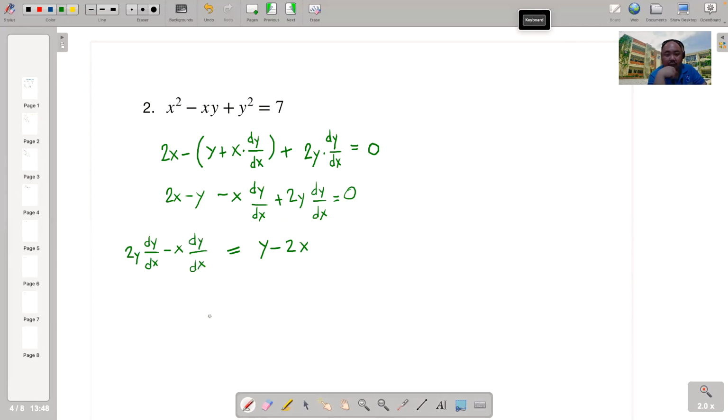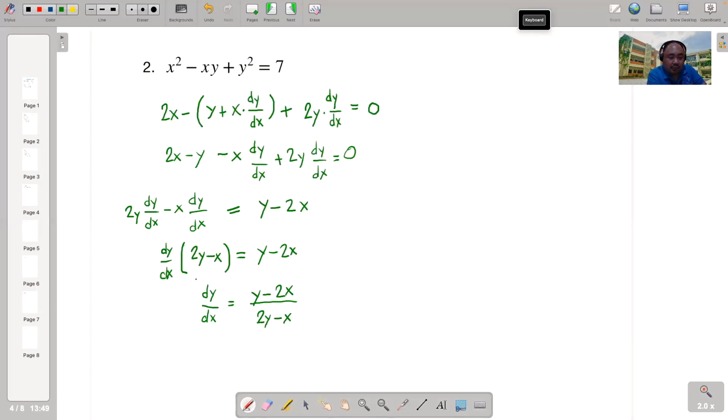I hope you could follow. And then we are trying to isolate dy/dx from everything else. We can do factoring here. So we factor out dy/dx, times 2y minus x, is equal to y minus 2x. And we're very lucky. We can finish off this isolation. dy/dx is equal to y minus 2x all over 2y minus x.